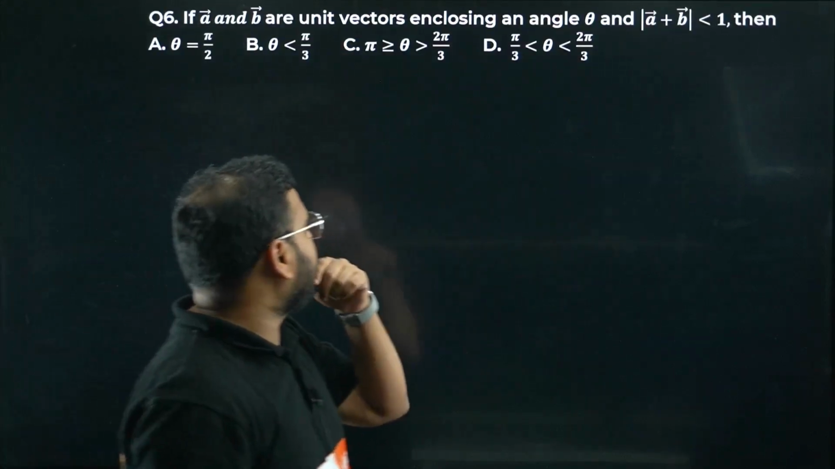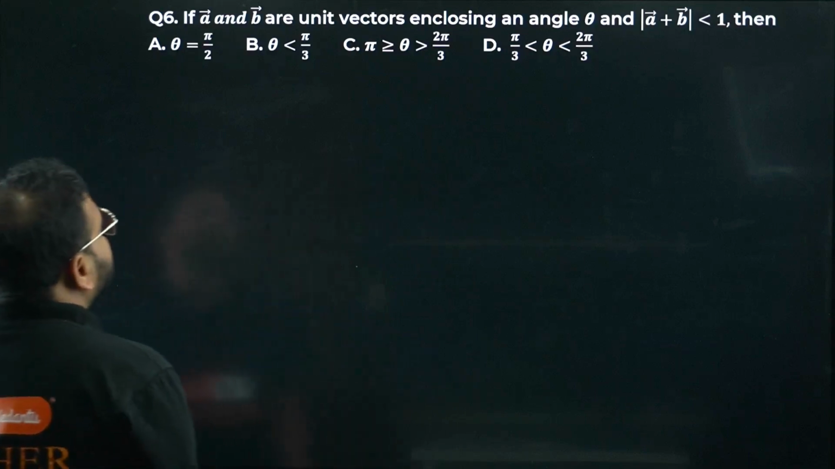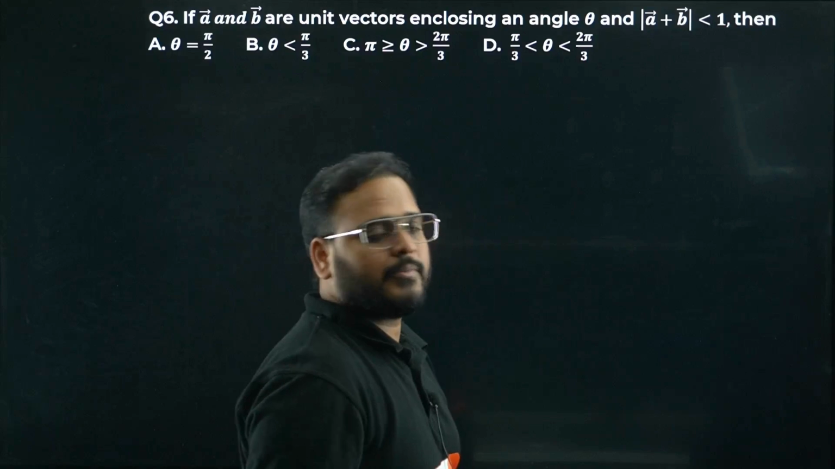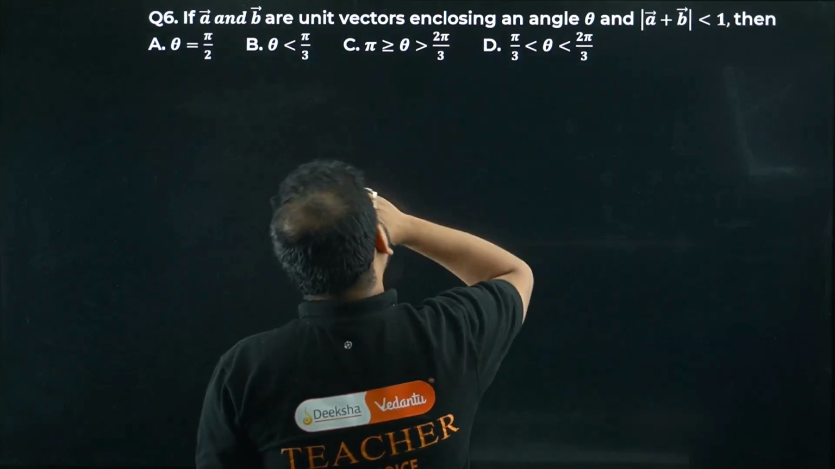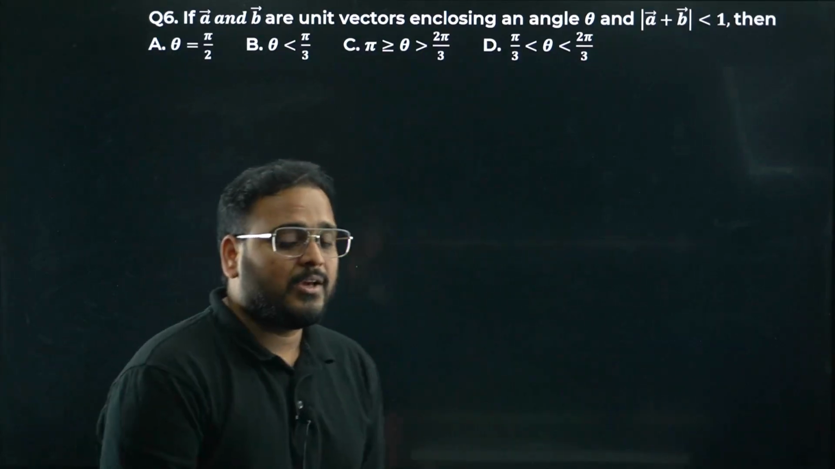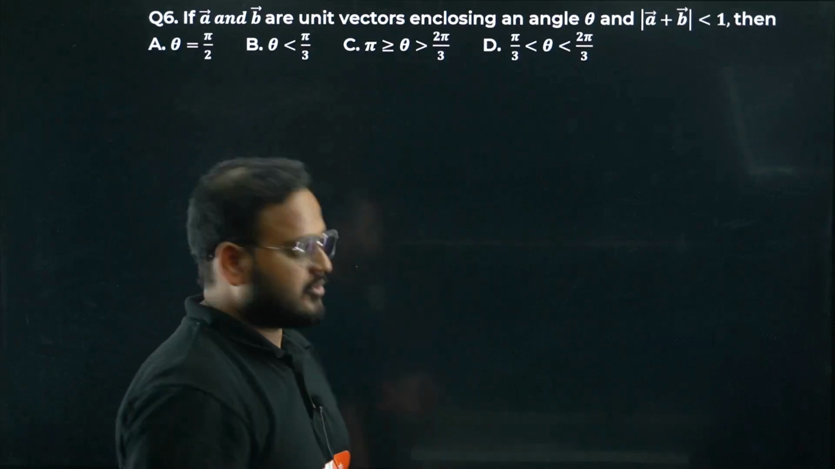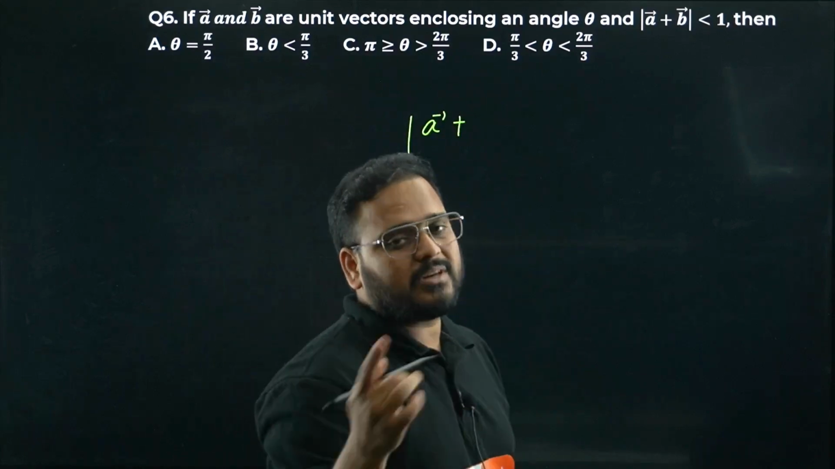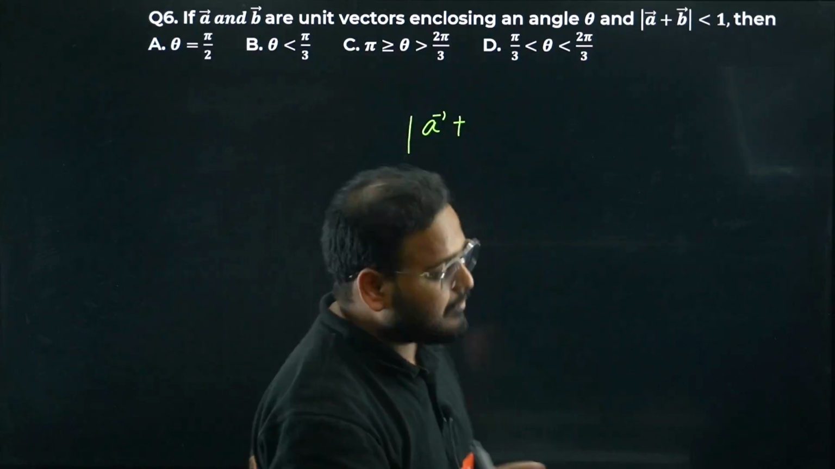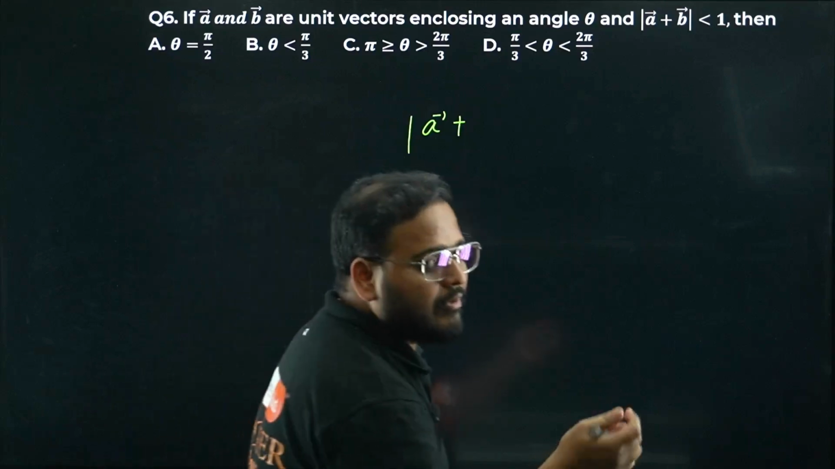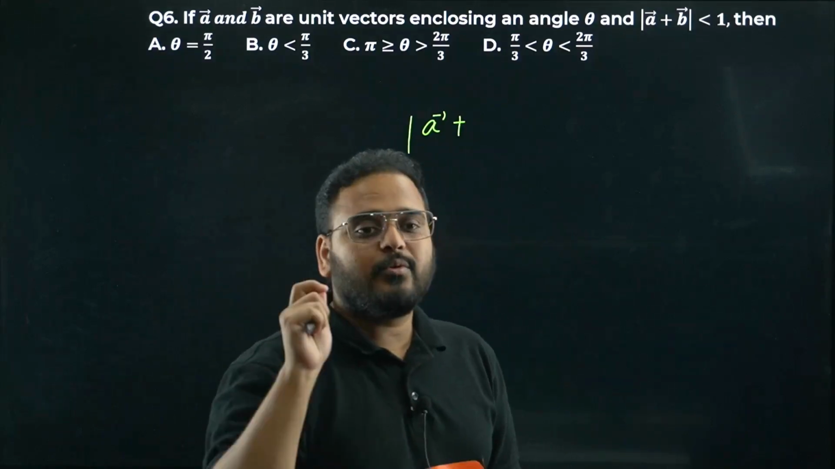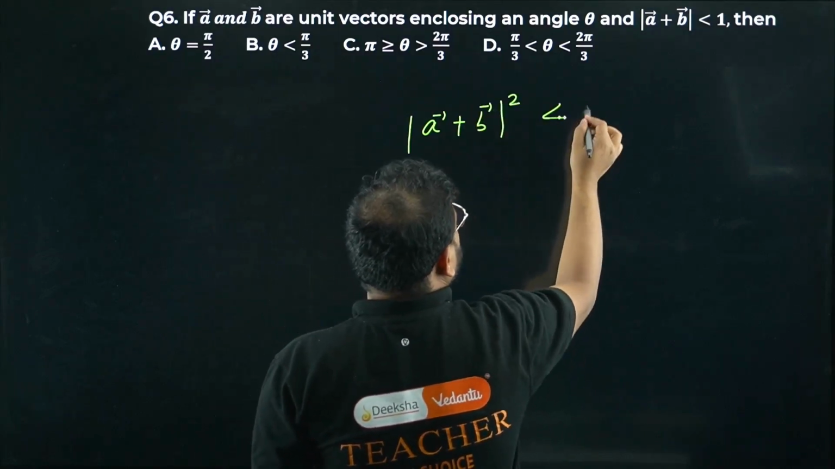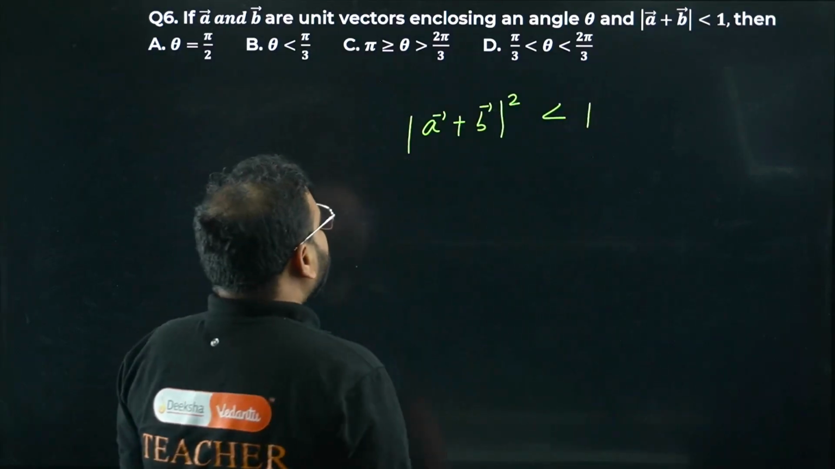If A and B are unit vectors enclosing an angle theta, such that mod of A plus B is less than 1. We want to get into this angle, so we have to apply the square, then only we get the dot product. Remember, the square of a vector is nothing but the vector multiplied by itself. So we do the dot product, not the cross product. A plus B multiplied by itself is less than 1, and 1 square is 1.